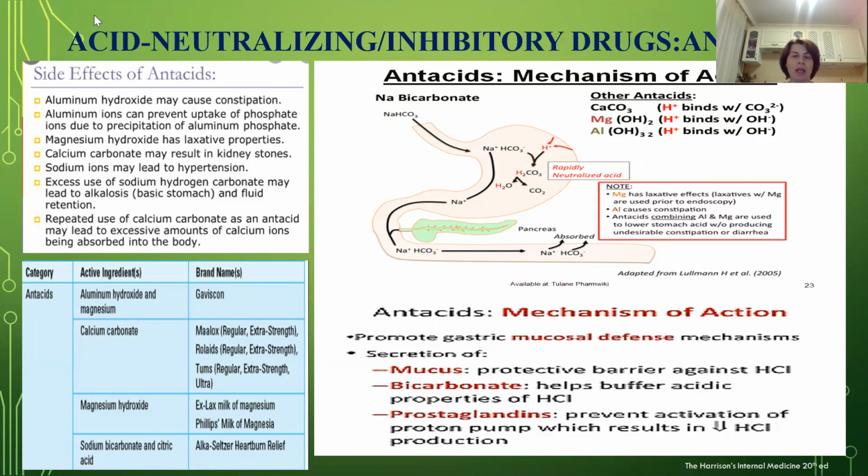You should remember that there are 3 main types of antacids, so magnesium, aluminum, and calcium supplies, and they have different effects depending on the main components. Aluminum containing antacids can cause constipation. Also, for example, magnesium preparation can have laxative properties. Calcium preparation may result in kidney stones. Sodium ions can lead to hypertension. Repeated use of calcium carbonate as antacid may lead to excessive amounts of calcium ions being absorbed into the body and lead to kidney stones or other different stone appearance, for example, gallbladder stones, etc. The most frequent one used and known, I think, is Gaviscon. It's an aluminum hydroxide preparation combined with magnesium, or Maalox.